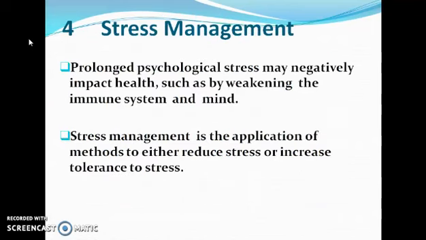The next thing is stress management. That's number 4. Prolonged psychological stress may negatively impact health, by weakening the immune system and mind. Stress management is the application of methods to either reduce stress or increase tolerance to stress. So when we talk of stress management, we are talking about what to do about prolonged psychological stress. All these things may negatively impact your health by weakening your immune system. So when there is stress, your immune system will be weakened, and your mind also will be weakened.